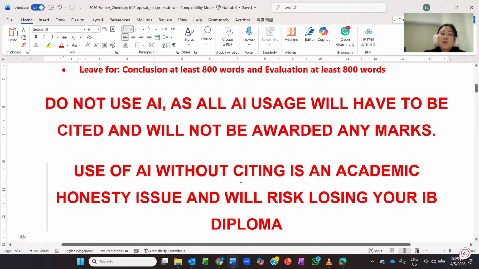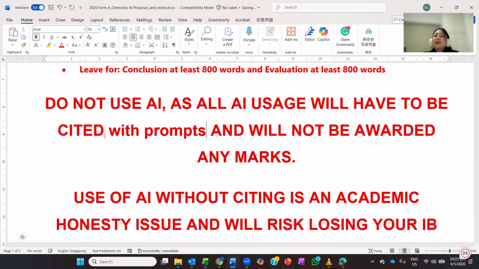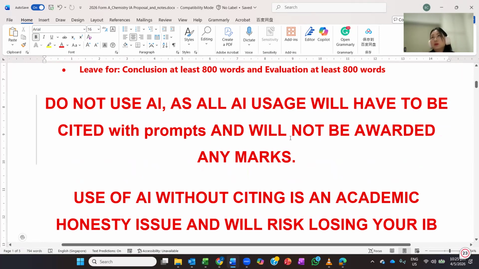Now, as you do the proposal, do not use AI. Really don't use the AI, because if you use any AI, you have to cite the AI with the prompts that you use. So you not only cite it in the text, you have to cite it with the prompts that you give to ChatGPT or etc. And after you cite, that part will not be taken as your work, and it will not be awarded any marks. All right. Anything you use AI for, you cite, is good because it is academic practice to cite, but those will not be awarded marks because they are not your work.